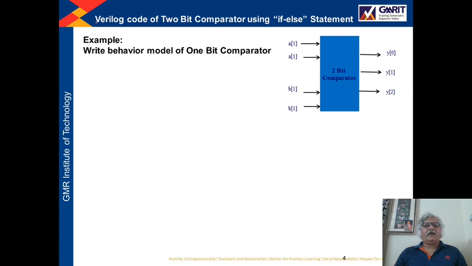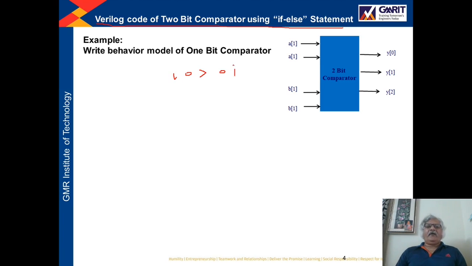Now we will see the Verilog code of 2-bit comparator using if-else statement. So 2-bit means there are two 2-bit numbers, right? Like for example, numbers are 1, 0. Suppose these numbers are compared with number 0, 1, right? So these are the two 2-bit numbers here. 1, 0 is greater than 0, 1.